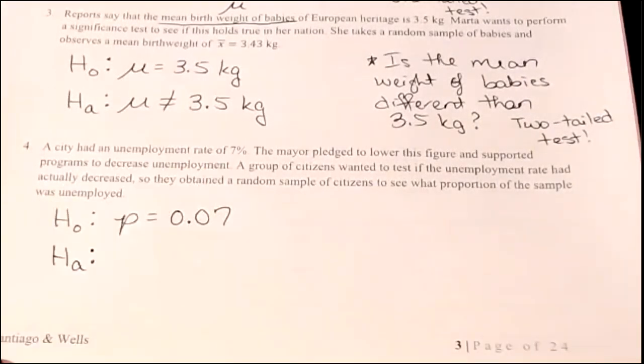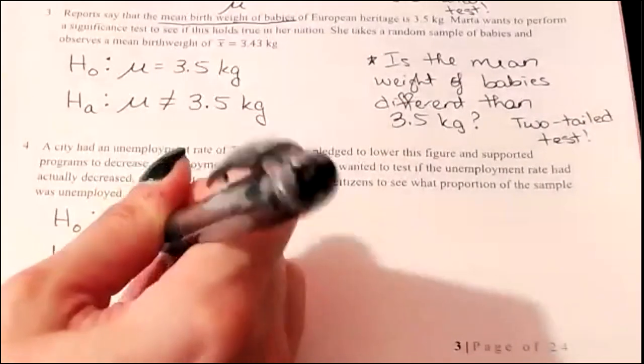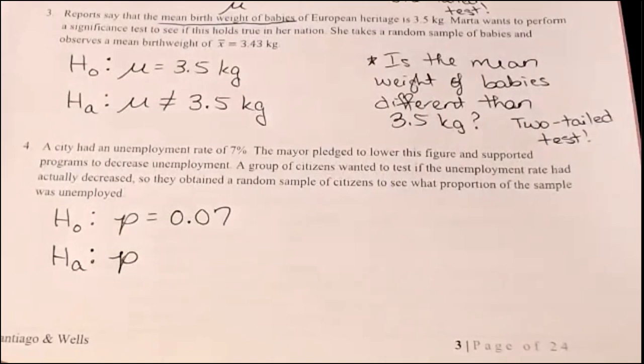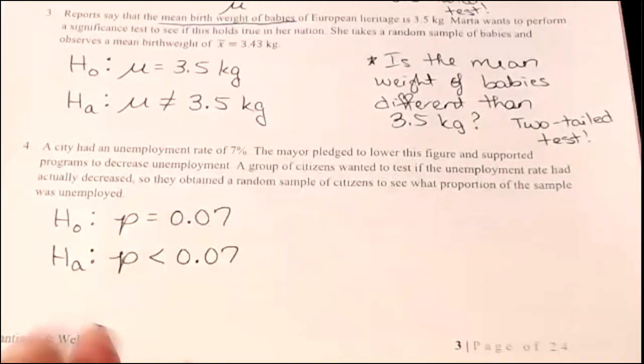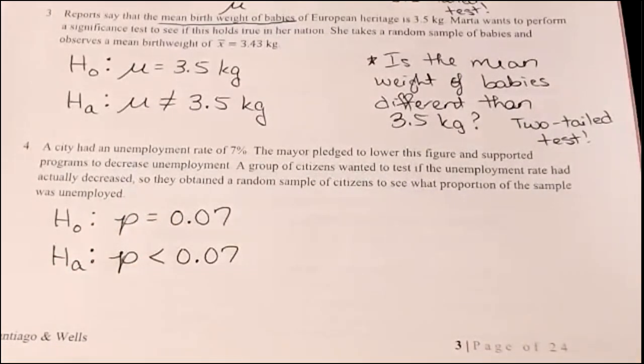Next, our alternative hypothesis. Think about the language that was used. The mayor pledged to lower this figure, right? And the group of citizens want to see if it actually decreased. So we're specifically stating we have a case here, and we'd like to see if that proportion is actually lower than 0.07. The researcher is interested in determining that. And the researcher in this case is a group of citizens. Does that make more sense to everyone?